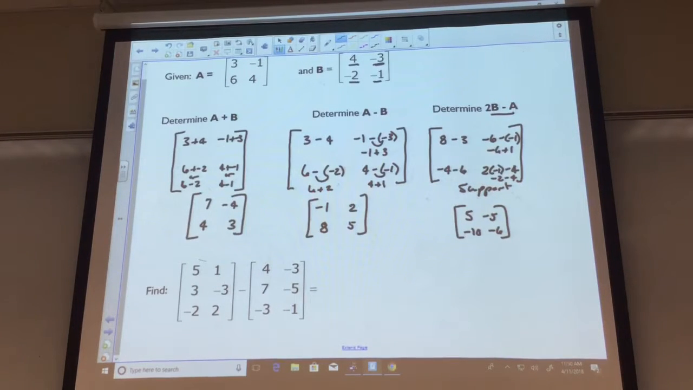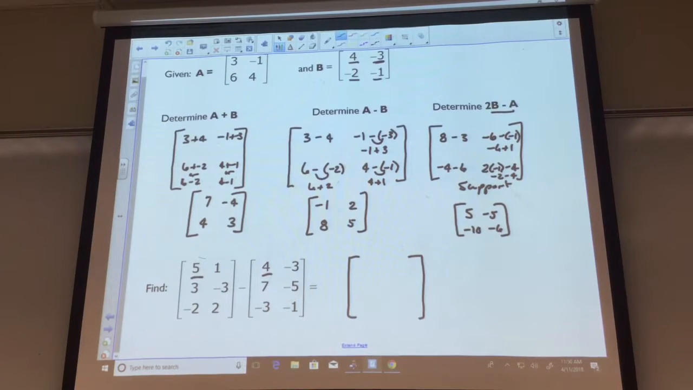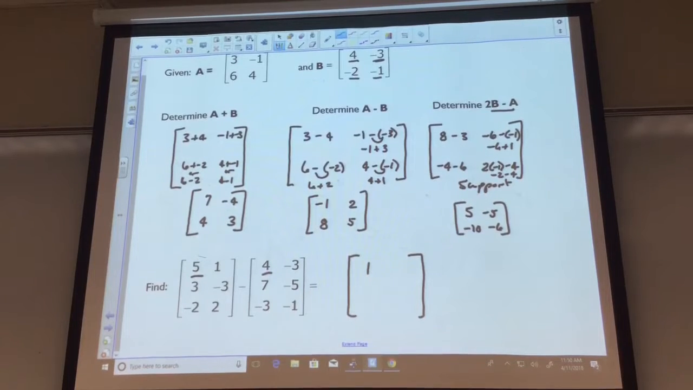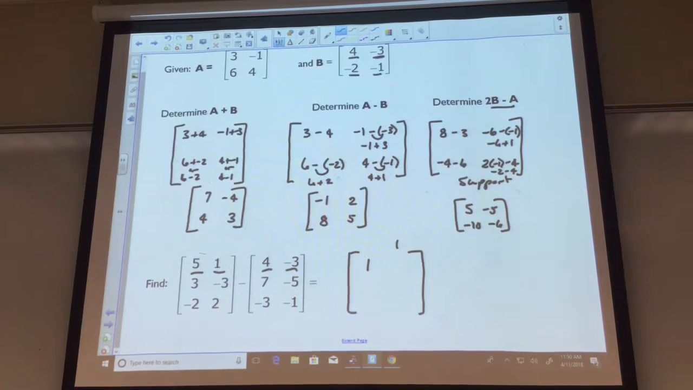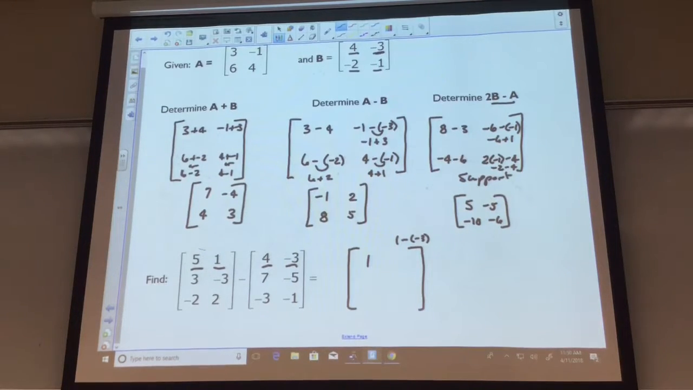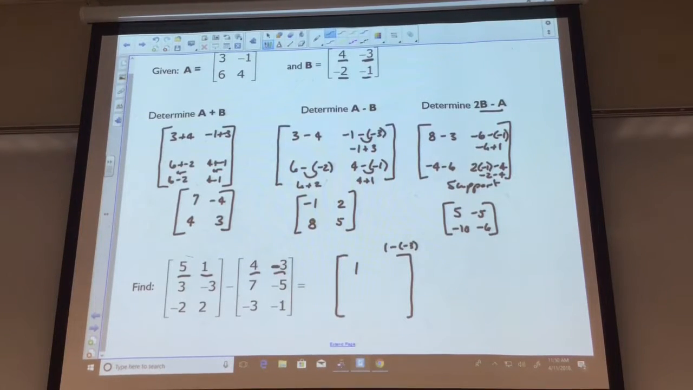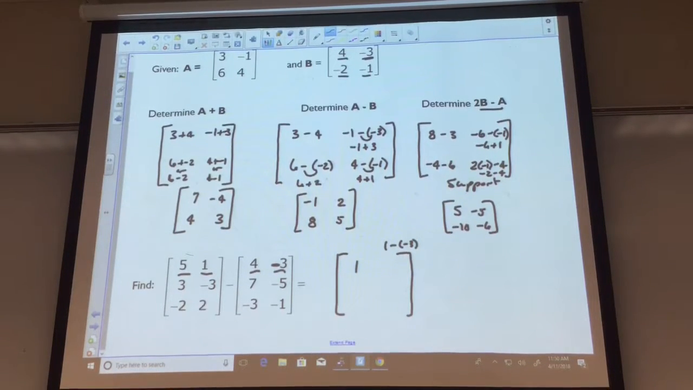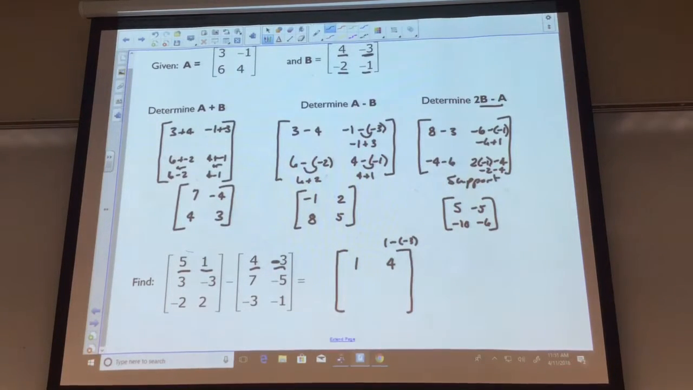Doesn't make a difference. Upper left-hand cell, 5 minus 4, 1. 1 minus a negative 3 is really 1 plus 3. Yeah, so you were thinking that this minus sign was the subtraction symbol too. No, it brought its own minus sign. Be careful, because that's a very simple mistake that you could make if you get in a hurry doing it by hand.